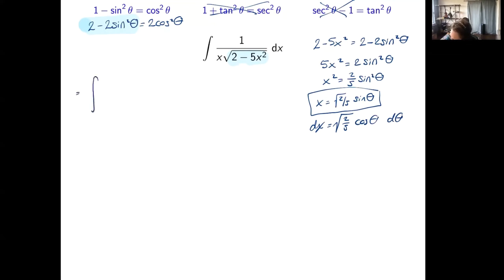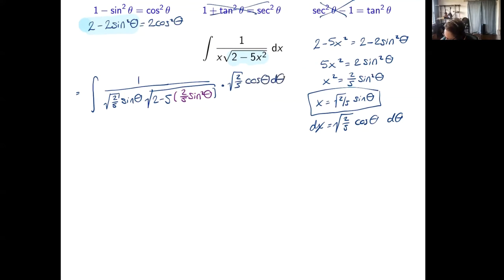So my integral turns into 1 divided by, what's x? x is root 2/5 sine theta. And then what goes underneath the square root? 2 is a 2. Minus 5 times x squared. What do I get when I square x? I get 2/5 sine squared theta. So I've translated this, I've translated this. The last thing to translate is dx. dx turns into root 2/5 cosine theta d theta.